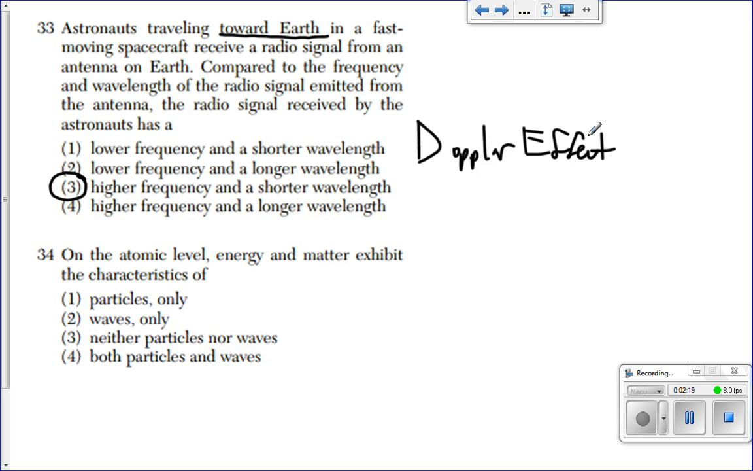Number 34, you have energy and matter exhibiting characteristics of both particles and waves. We talked about that. A photon, for example, is both particle and wave. Whenever you get a question that is talking about energy and matter exhibiting, that's going to be both particles and waves.